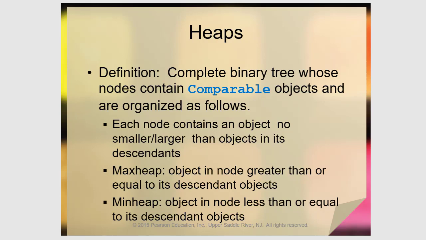If it is a max heap, the object in the node has to be greater than or equal to all of its descendants. Both sides, not just its left, not just its right. It has to be greater than both its children, and then each of its children have to be greater than their children, and so on. In a min heap, the object in the node is less than or equal to its descendant objects. So that means that in a min heap, the nodes will be smaller as you go up toward the root.